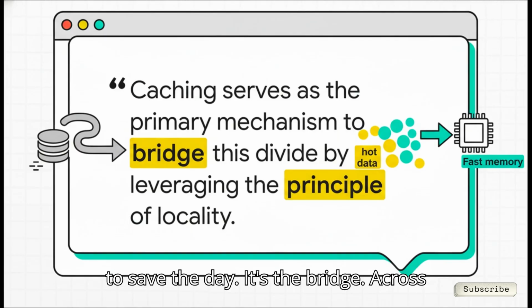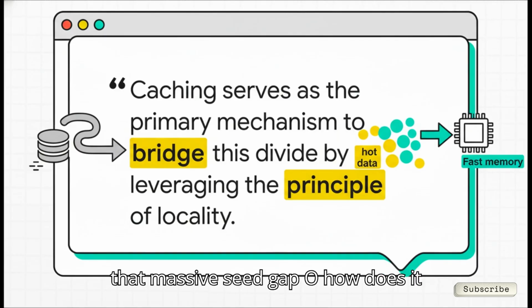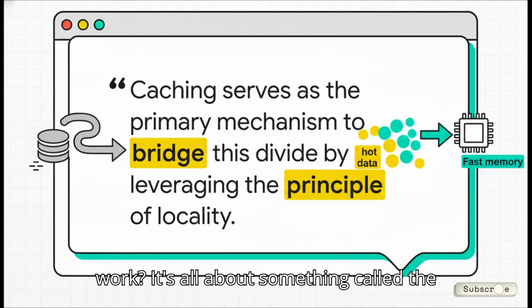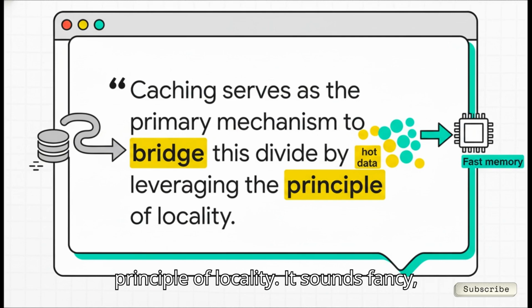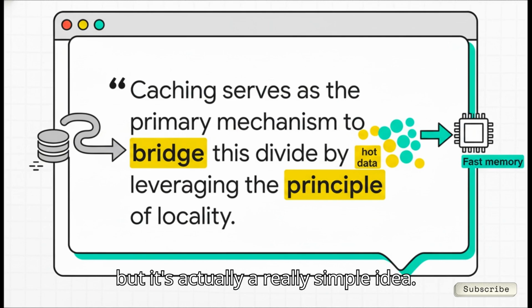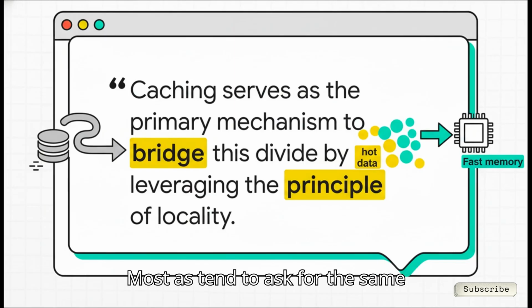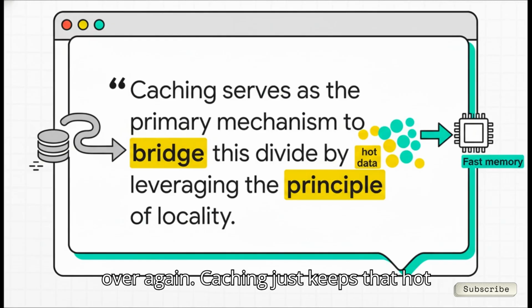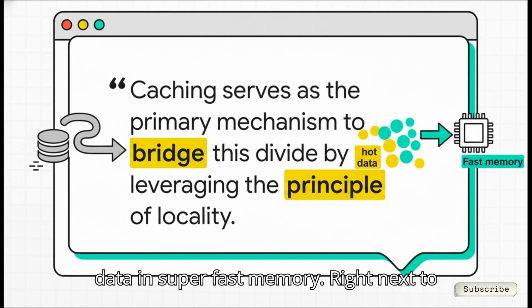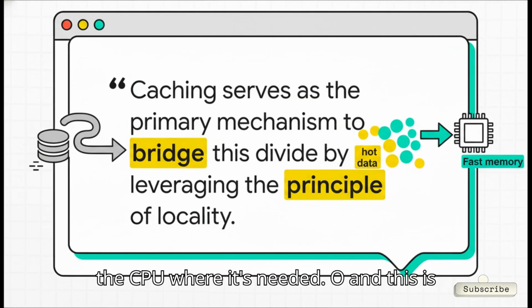And this is where caching swoops in to save the day. It's the bridge across that massive speed gap. So how does it work? It's all about something called the principle of locality. It sounds fancy, but it's actually a really simple idea. Most apps tend to ask for the same small set of data over and over again. Caching just keeps that hot data in super fast memory right next to the CPU where it's needed.